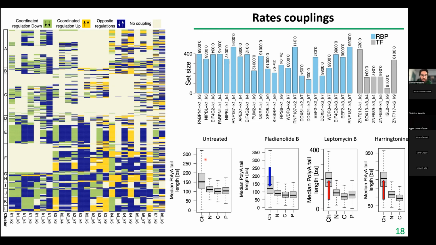And we observed that for the chromatin counterpart, we see a strong reduction in the length of poly-A tails after pladienolide B treatment, and a significant increase in the length after treatment with leptomycin B and riluzole. So indeed, we are observing a global modulation of the length of poly-A tails, which could be interesting to explain some of the results we got, especially the global ones, because these look like global perturbations.